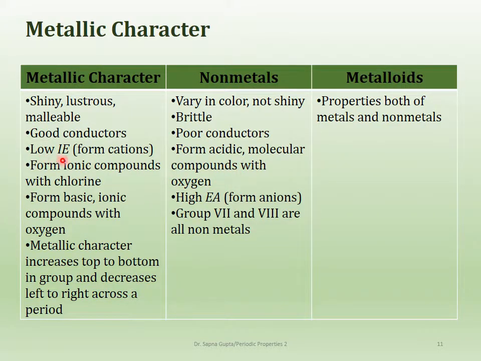Metals have low ionization energy, whereas non-metals have high electron affinity, which means they tend to form more anions. And then group number 7 and 8, which is halogens and noble gases, those are your true non-metals, which means there are absolutely no metals in those two groups. And then we have the in-betweens, which are the metalloids, and you know that those are the staircase that goes down diagonally in the P block, and they have the properties of both metals and non-metals, and we will study that also in a few minutes.